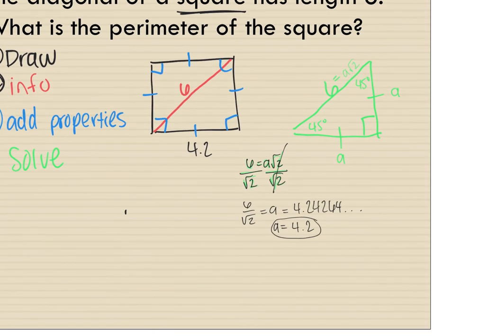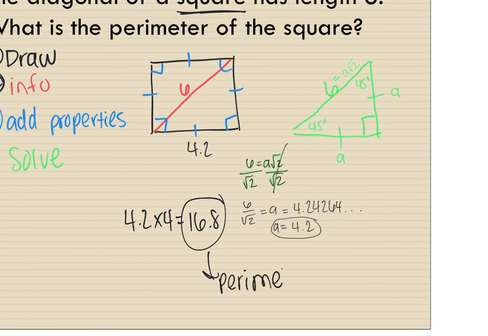So we would do 4.2 times 4 in our calculators. And I think we get 16.8, right? Yeah. So that's our perimeter. Okay. Make more sense.